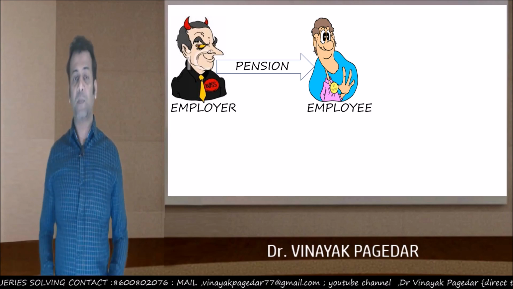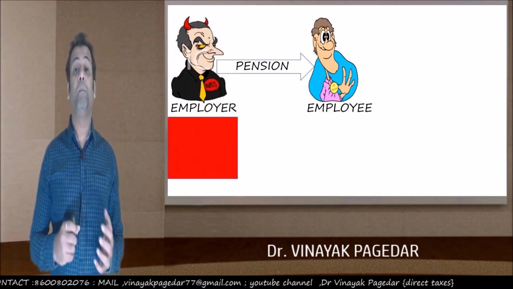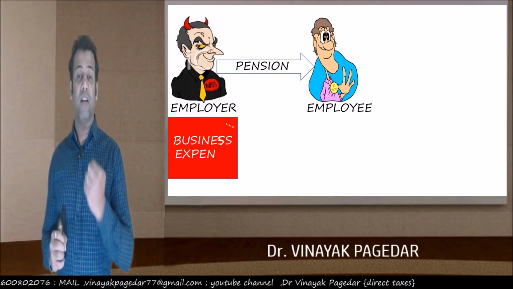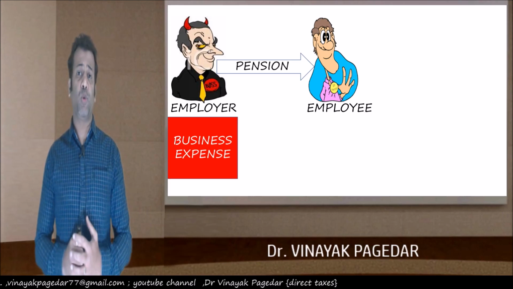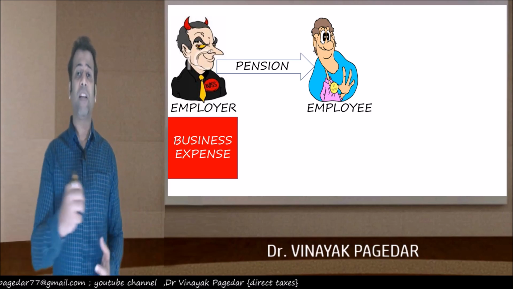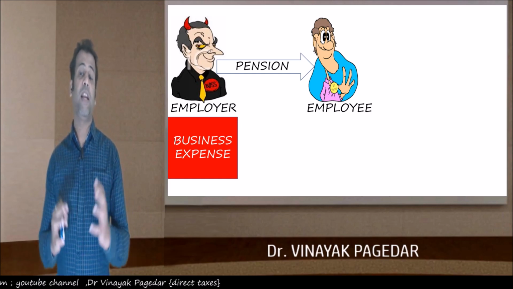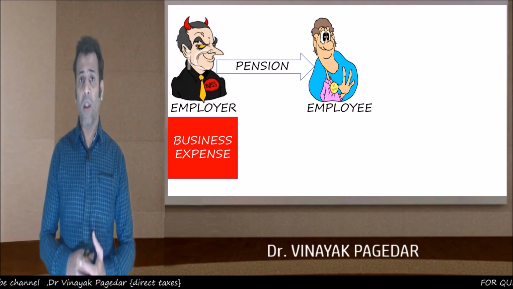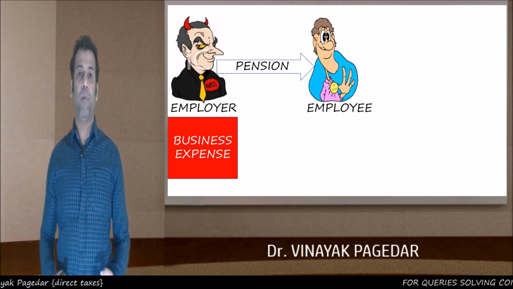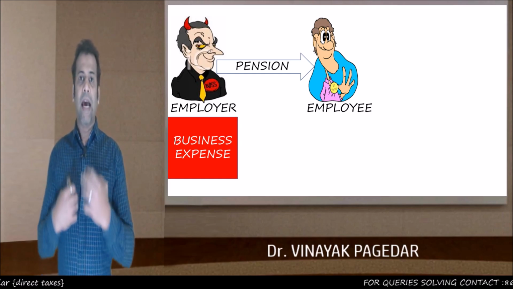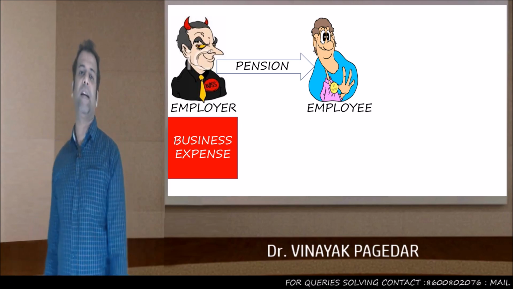From the employer's point of view, the pension given to the employee is a business expense. So whatever contribution the employer makes to the pension funds, etc., is a business expense for the employer. Now, where do you think it will be taxed in the hands of the employee? If I am the employee and I receive pension from my boss, then where will it be taxed?